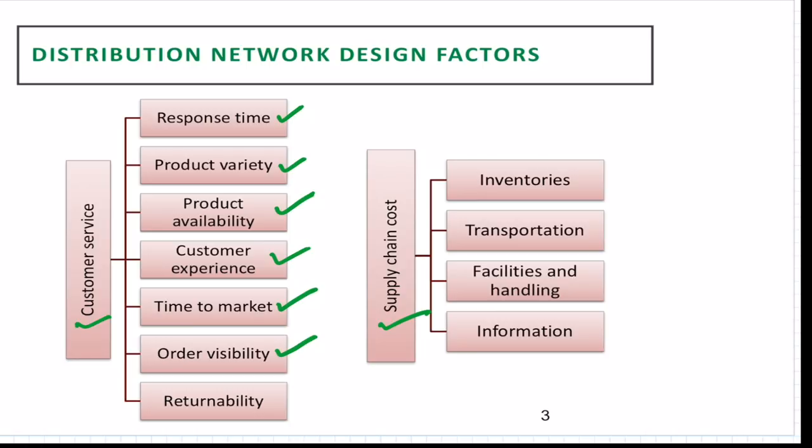Order visibility is, once I place an order for a product and until it gets delivered, whether I am able to find out where in the supply chain that product is, whether it has been shipped, whether it has arrived in the city where I live, and what the estimated time is for it to come to my house. All those things relate to order visibility.